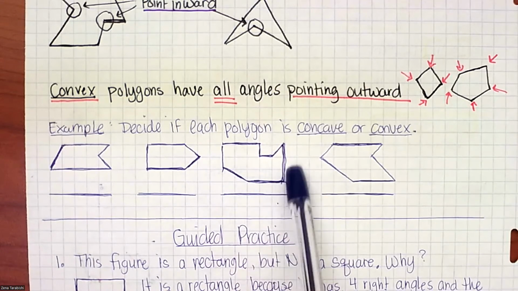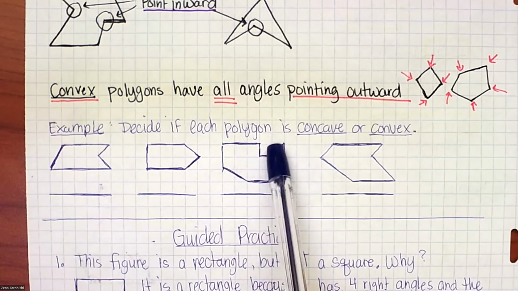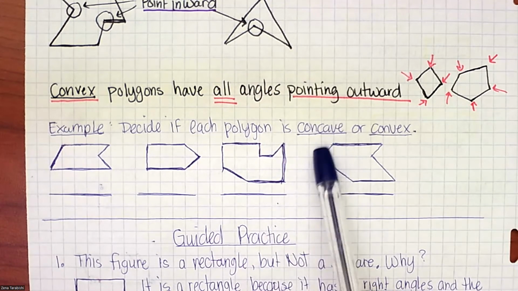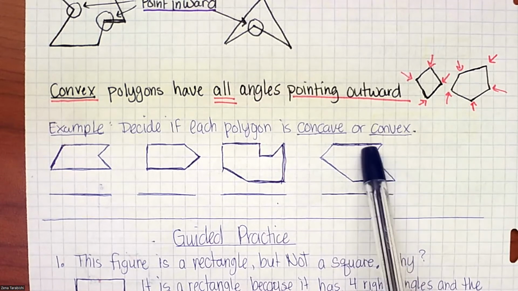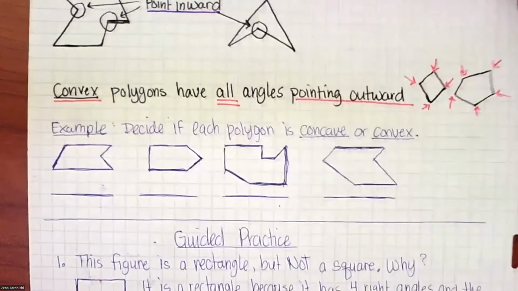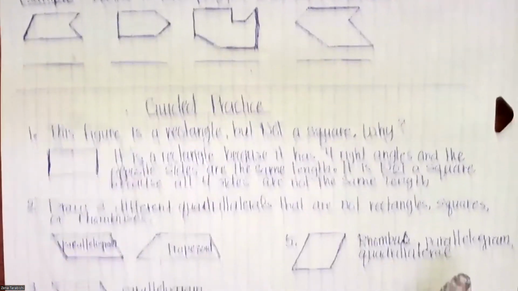This one, most of them are pointing out, but you see these parts right here point in. They pull in towards the middle of my shape. So this is concave. Here I can see almost all of these point out except this one. This one right here points inward. So this is also concave. Okay, next let's take a look at your notes and your guided practice questions together.